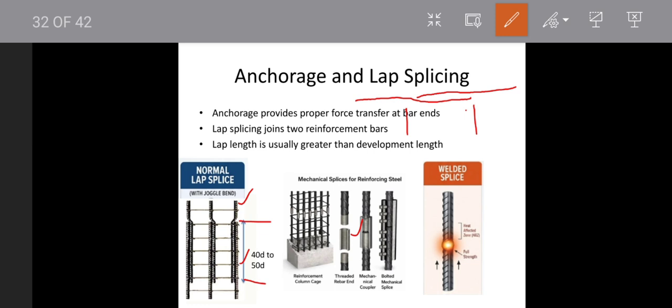At the end of the rod, we will provide the threading and we will join the two rods together. So this is nothing but the mechanical splicing. And third one is welding splicing. Welding splicing means we will place the two rods and apply the weld and join the rods together. So this is called welding splicing. In the Indian scenario, we will mostly use the lap splicing.